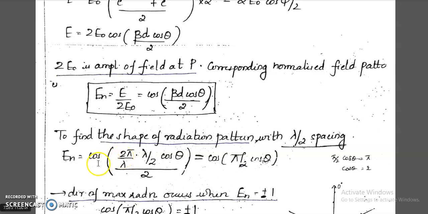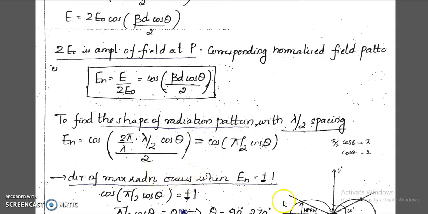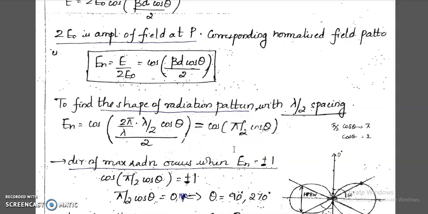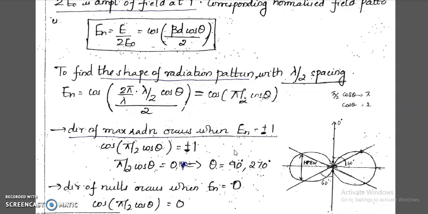So you will get En is equal to cos (2 pi by lambda into lambda by 2 cos theta by 2). You will get cos (pi by 2 cos theta). We can plot its radiation pattern. For that we want to find its maxima, its minima, that is the nulls, and half power points. First we can find its maxima. At maxima, it is a cosine term, so the maximum value is plus or minus 1. So En is equal to plus or minus 1, that is the maximum value.